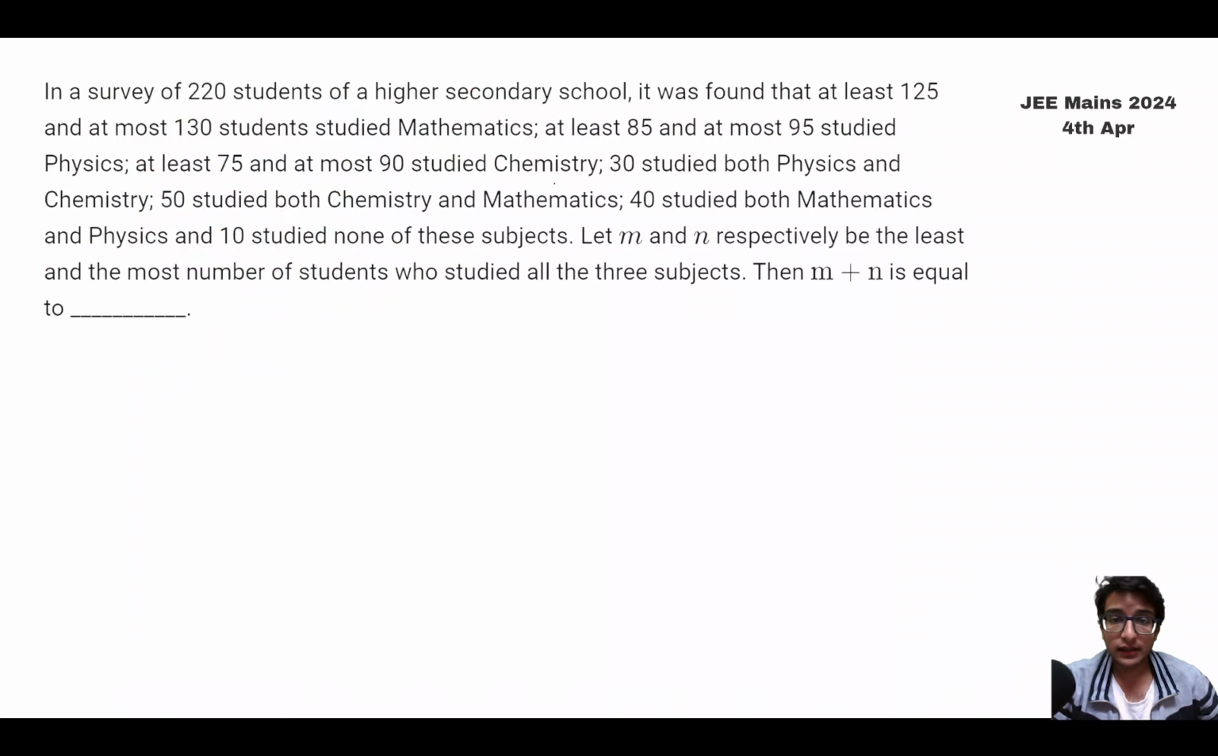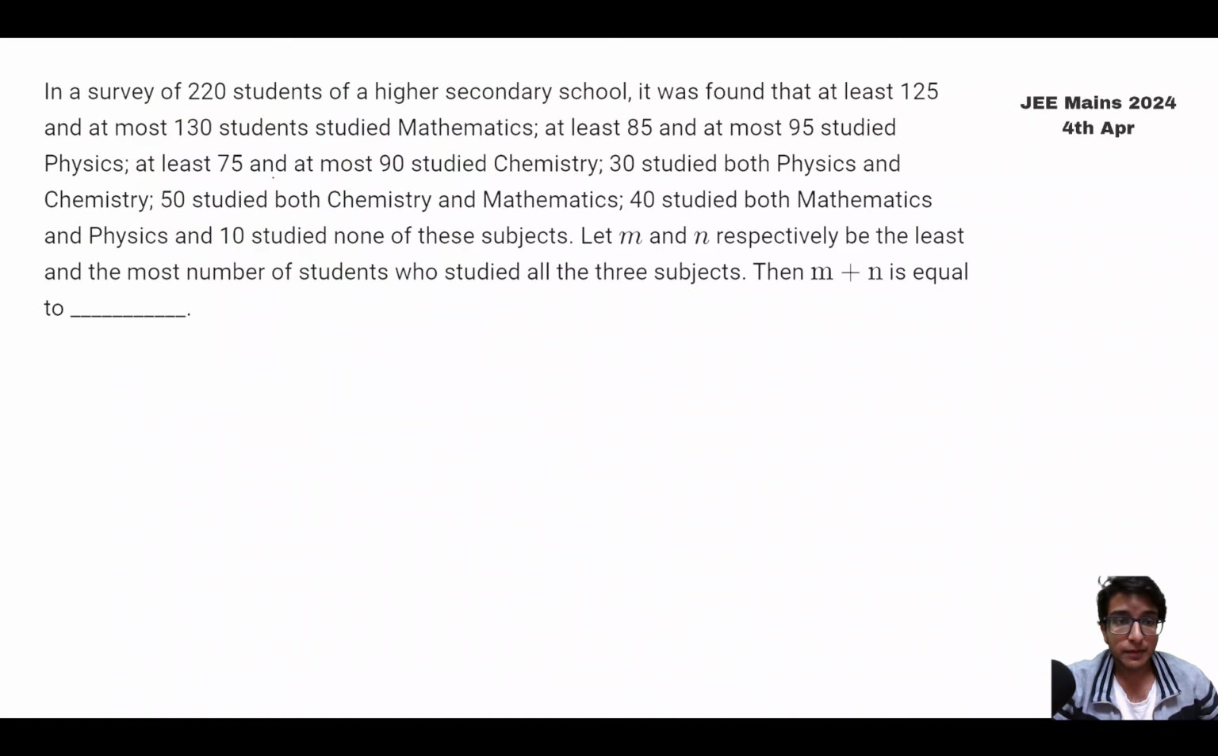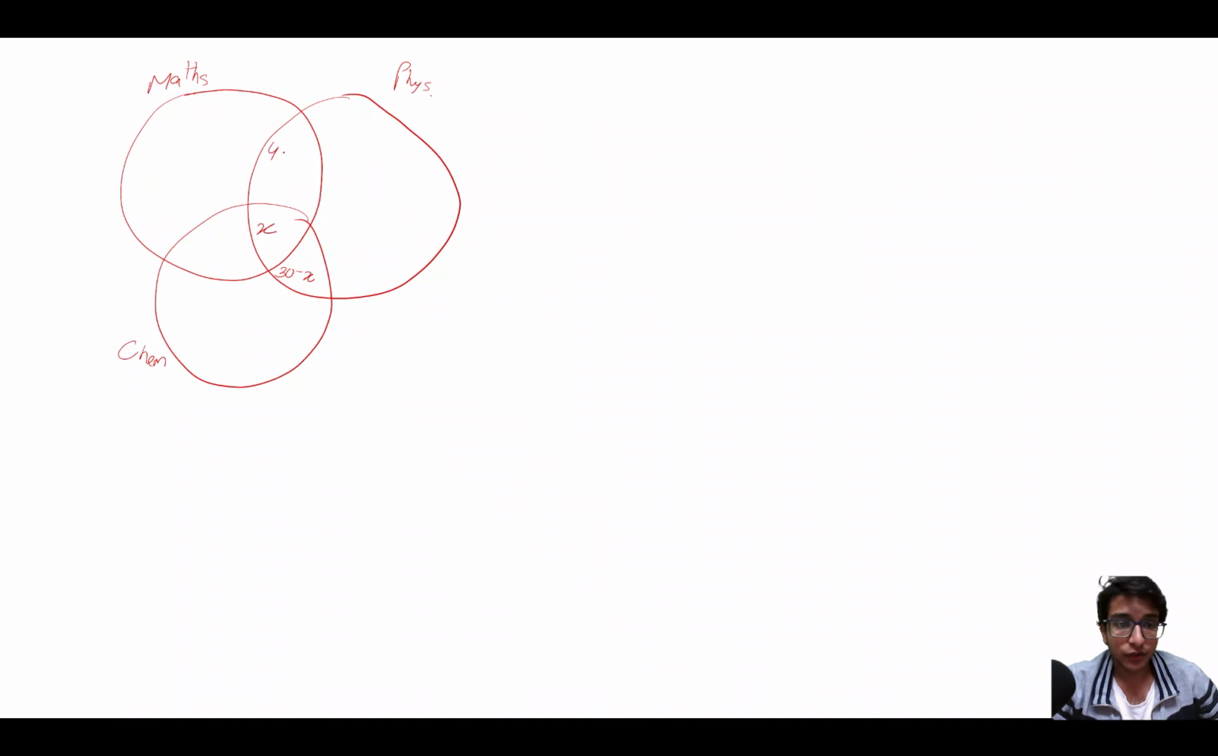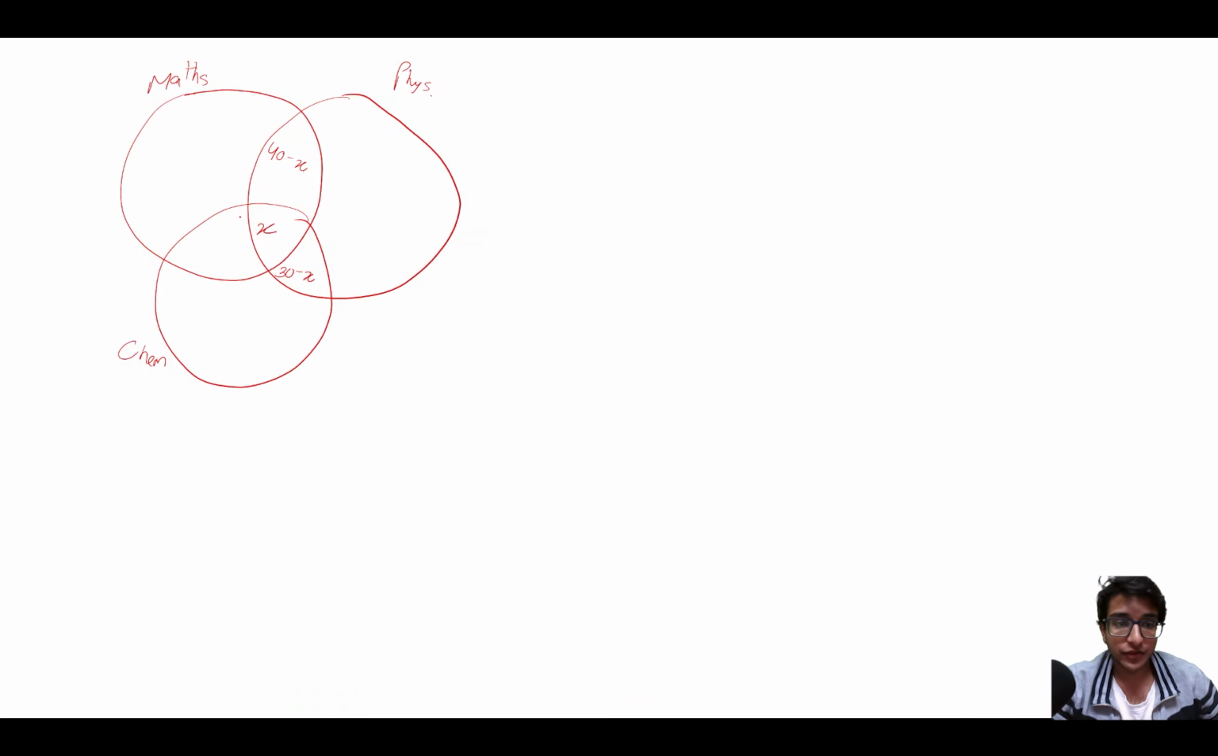Now they've told us that 30 studied both physics and chemistry. So this portion would have 30 minus X. 40 studied both maths and physics. So this would become 40 minus X. And maths and chemistry are 50 students. So this would become 50 minus X.